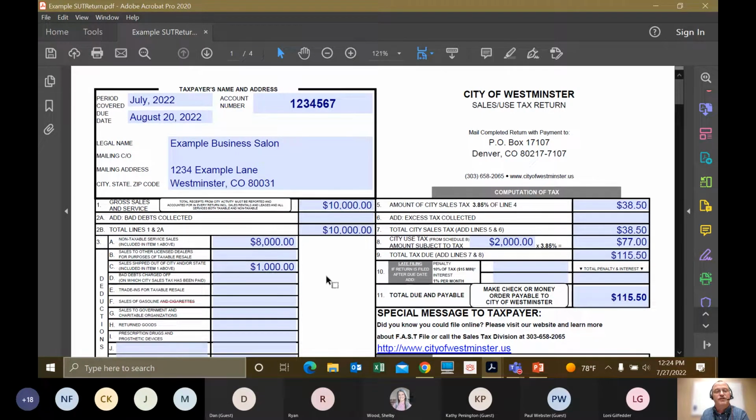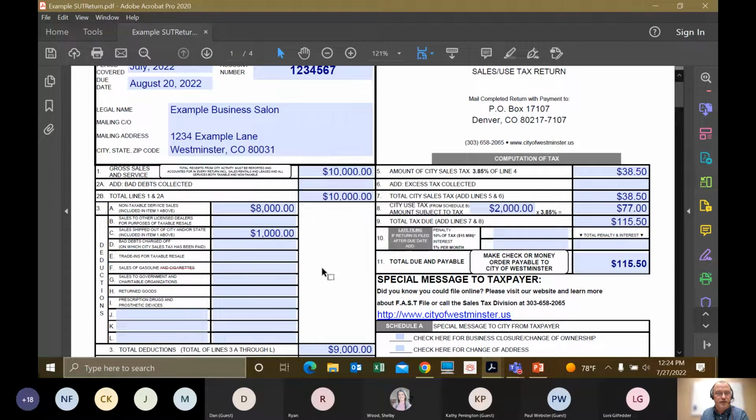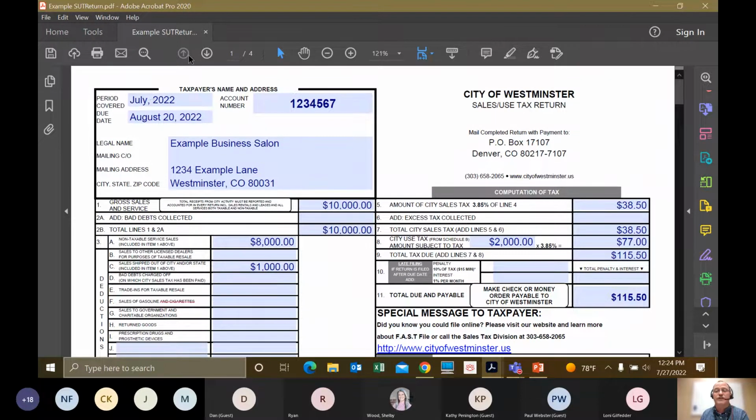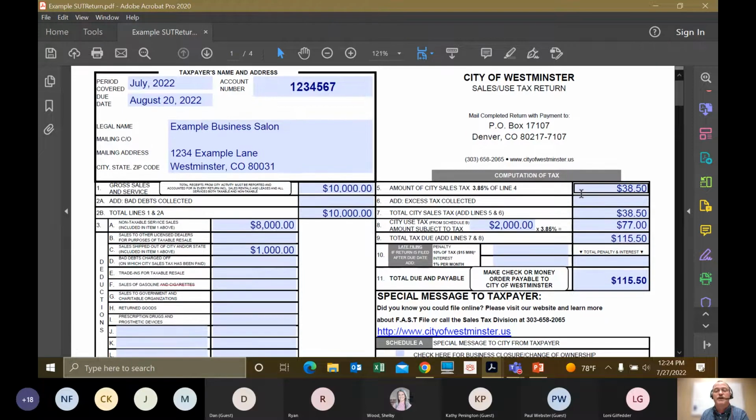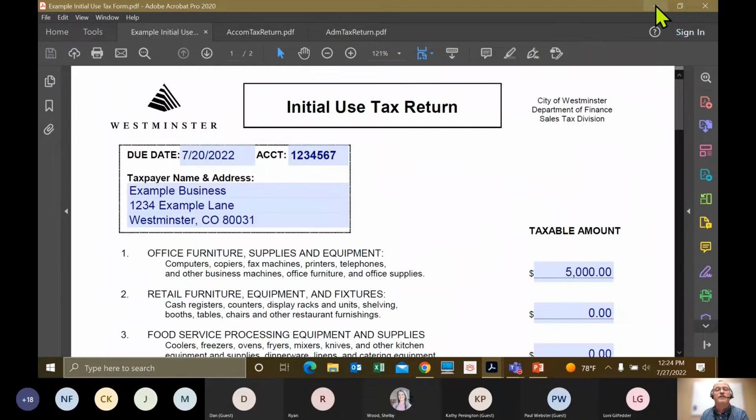So those are the two returns that most of you will deal with, everyone in the city. If you're outside of the city, you don't need to worry about use tax. If you're in Denver, you worry about Denver's use tax. You'll never pay us use tax because you're not physically here, unless you have an office here or a branch. So use tax only applies to those businesses located in Westminster. If you're outside of Westminster, you're only going to deal with this sales tax portion of this form. Okay, I think I accidentally got rid of that.